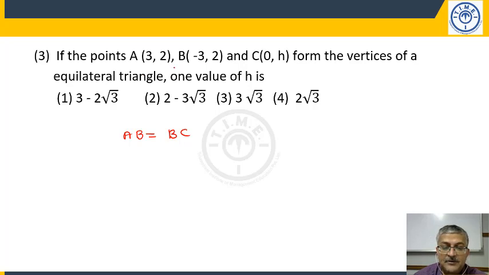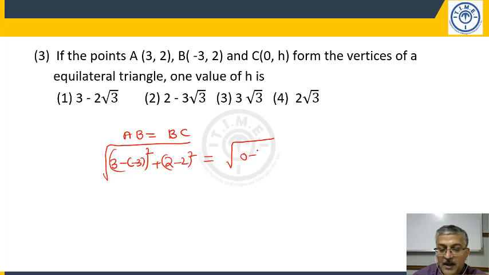What is the distance between A and B here? Simply we apply the distance formula, root over (x2 minus x1) whole square plus (y2 minus y1) whole square. That is the formula. So root over (3 minus of minus 3) whole square plus (2 minus 2) whole square is equal to BC, that is root over (0 minus of minus 3) whole square plus (h minus 2) whole square. So simply it is 6 square.